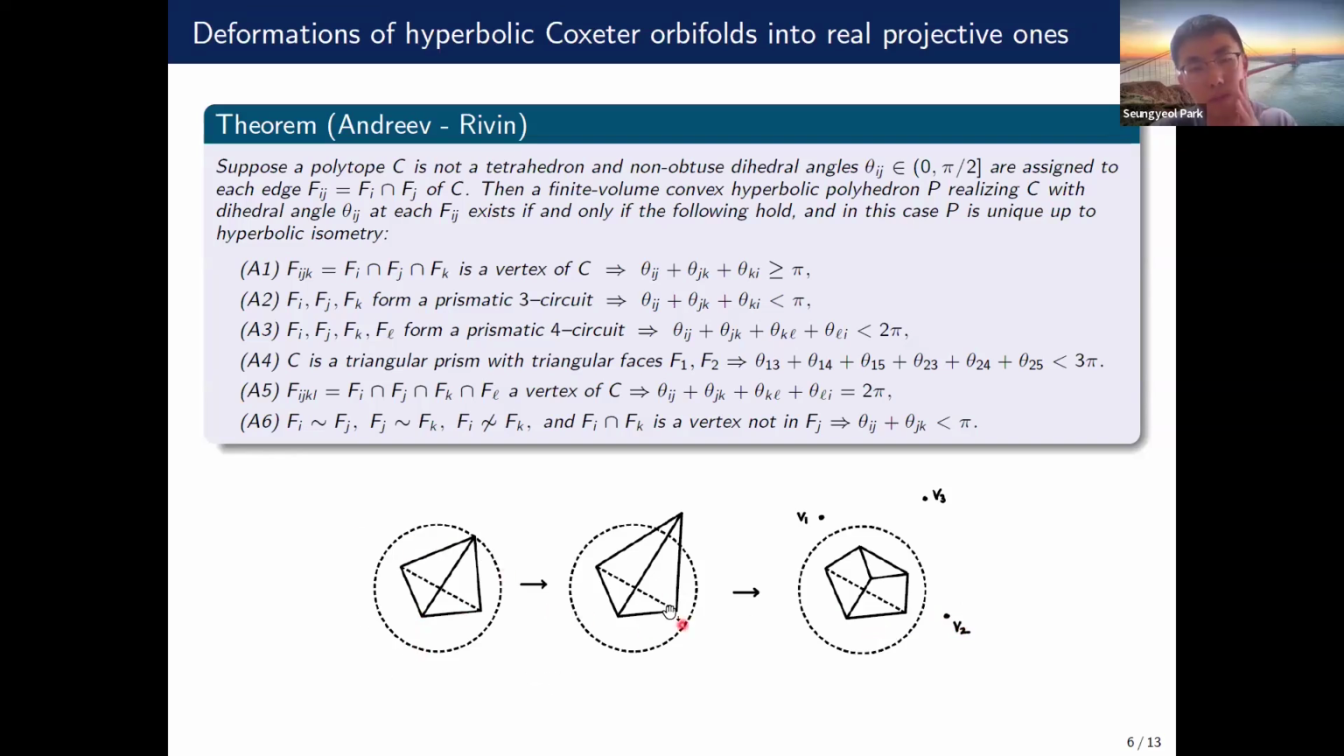So my point is that by doing such operations, we can generate many discrete groups dividing some convex open domain, which is essentially not the hyperbolic ones. So those were the context for thinking about the deformations of Coxeter orbifolds.